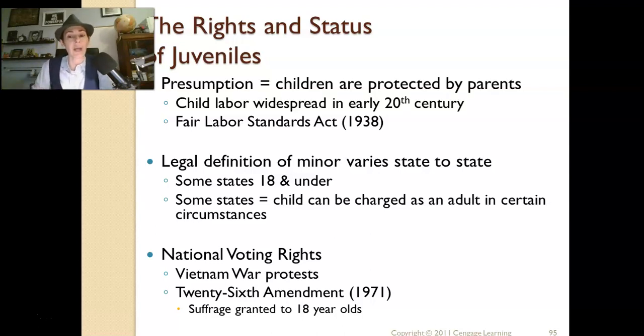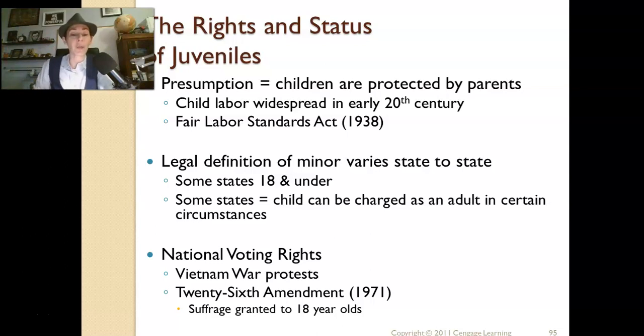The legal definition of minor does vary from state to state. In some states it's 18 and under, but in some states, certain crimes are considered so heinous that a child can be charged as an adult. For example, brutal murder. Some kids can be charged as young as 16 or even 14.